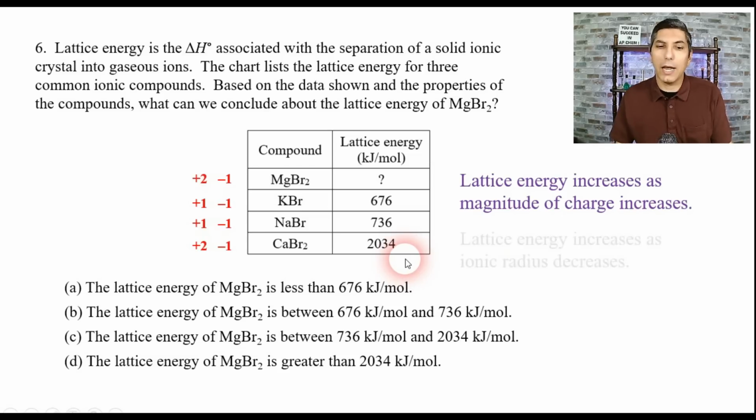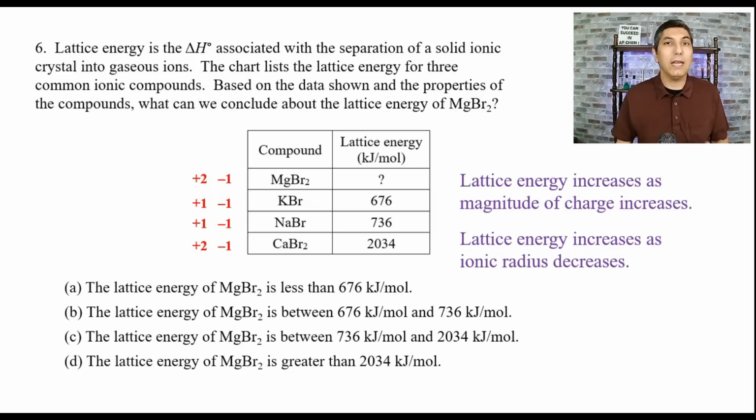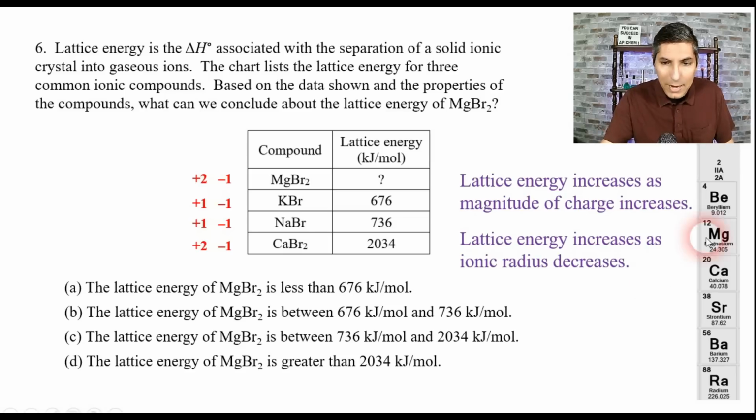Well, if there's a tie, it's broken by the ionic radius, because we know that lattice energy increases as ionic radius decreases. And once again, this is because as charged particles get closer to each other, their Coulombic attractions tend to increase. And so if we look at the periodic table, we can see that magnesium is going to have a much smaller ionic radius than calcium.